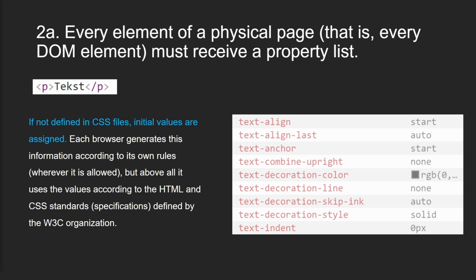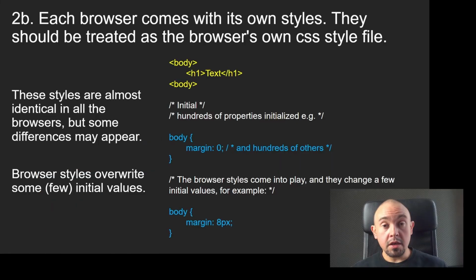But above the initial styles, the browser can use its own styles, and it does by default for some elements. Each browser comes with its own CSS styles. We can think of them as the CSS style file the browser has. These styles are only applied to certain properties for certain elements and override the initial values.